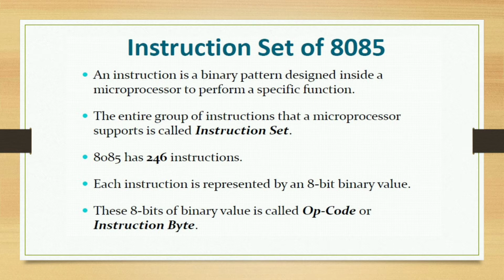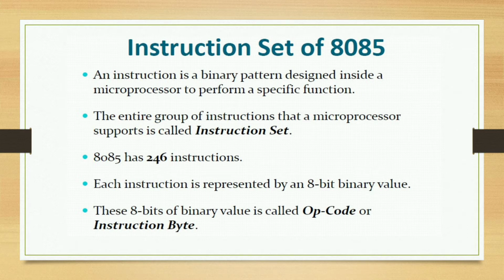An instruction is a command to the microprocessor to perform a given task on specified data. It is a binary pattern designed inside a microprocessor to perform a task. Instruction set refers to the collection of instructions that the microprocessor can execute. An instruction consists of two parts, opcode and operand, which were discussed in previous classes.